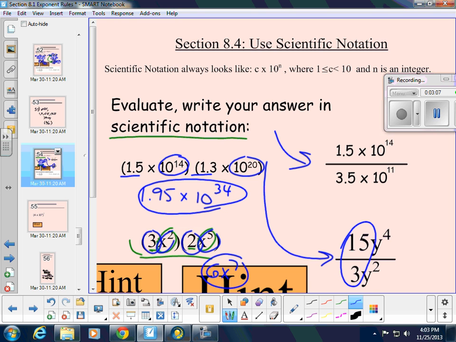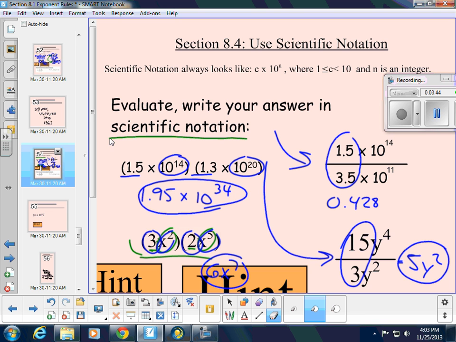I can divide these two numbers. 15 divided by 3 gives me 5. Then the variable y is y to the 4th over y squared. I can subtract those two exponents and get y squared. So this simplifies to 5y squared. I can do the same thing up here as well. I'm going to take 1.5 divided by 3.5 and see what I get. I get 0.428, and I'll round it off to the nearest hundredth for this particular example.